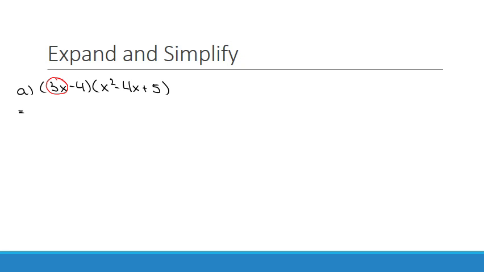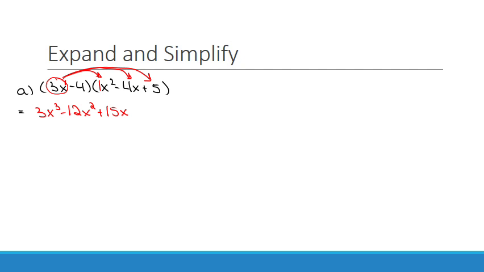I take my first term and distribute it through. So we're going to have lots of little multiplications. Not a big deal, just take your time. The first one, 3x times x squared. That's really 3 times 1, which is 3. X times x squared ends up being x cubed because we add our exponents, 1 plus 2. 3x times negative 4x ends up being negative 12x squared. 3x times positive 5 is 15x.